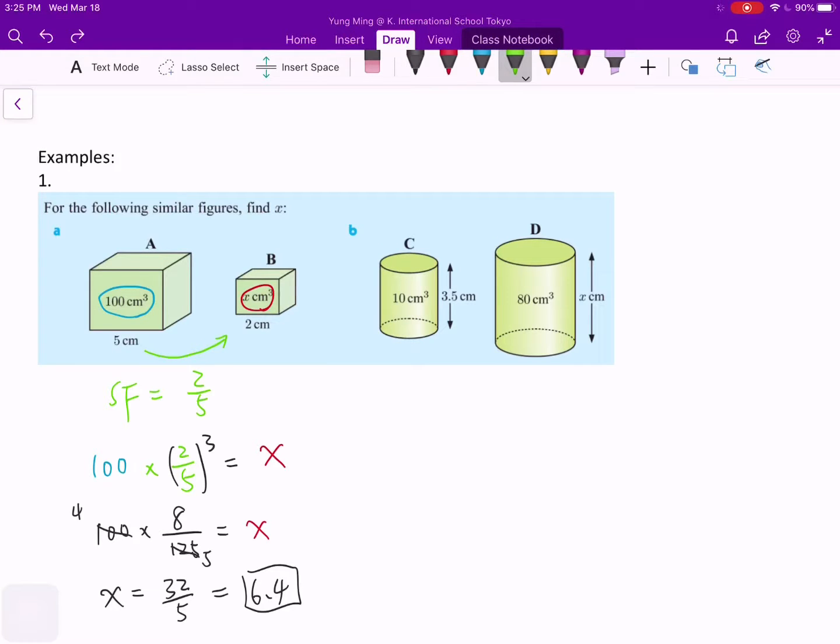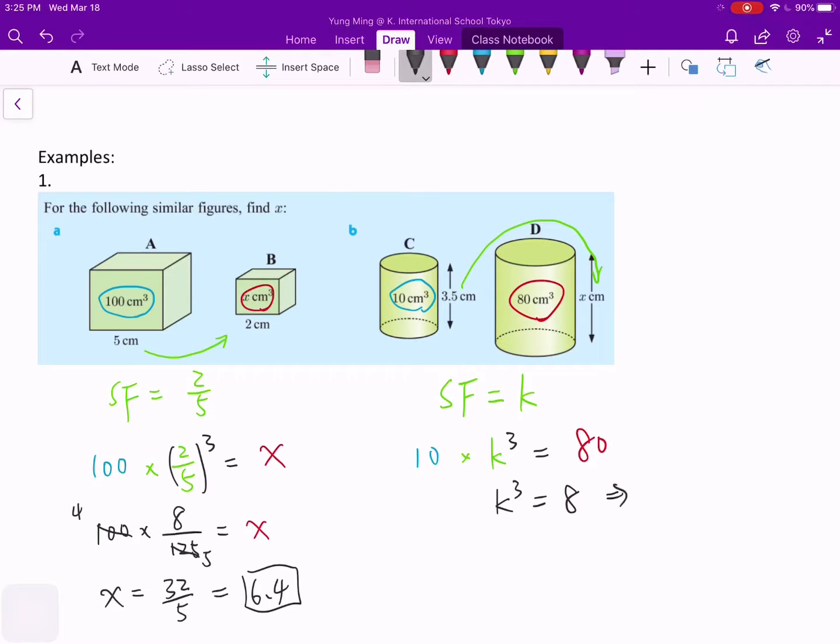Part B, we don't actually know what our scale factor is. This is equal to k. But we know from the old volume to the new volume, we multiply by 8. That means 10 times k to the power of 3 is going to give us 80. That basically means k to the power of 3 is equal to 8. That's a nice number in terms of cube. k equals 2. So that means in order for me to get from 3.5 to x, I just need to multiply by 2. So 3.5 times 2 is going to give me x is equal to 7.